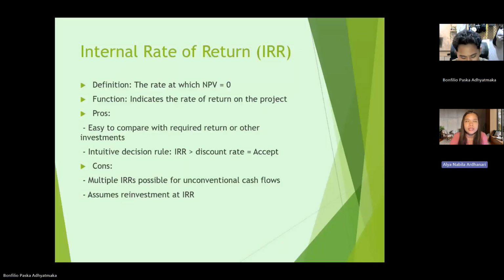However, IRR also has its drawbacks. For projects with non-standard or fluctuating cash flows, it can produce multiple IRRs, which leads to confusion. And it also assumes that all intermediate cash flows are reinvested at the same IRR, which may not be realistic in practice.